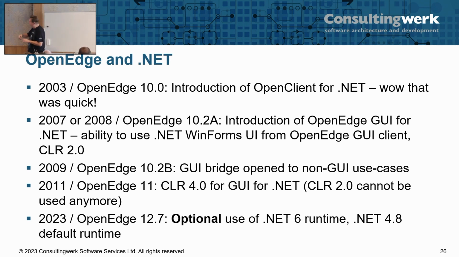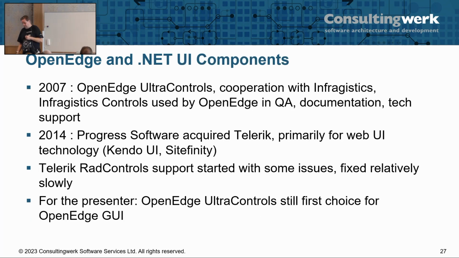There was something in between, but that didn't fit on the screen. In 12.4, Progress supported the use of .NET Client with .NET, I think at the time it was .NET 5 Core.